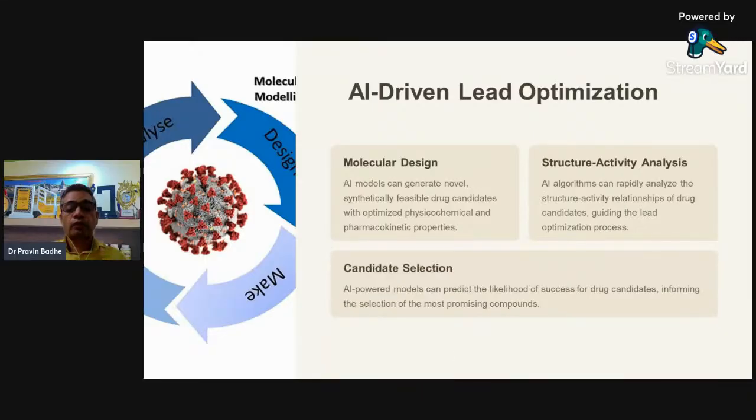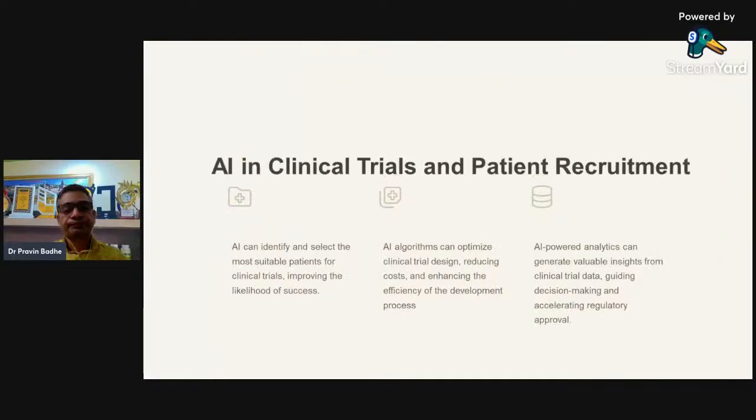And you can also do the selection of the leads using the AI powered model, which will be helpful for predicting the successful leads and also give you the information of the selection of the most promising compound. So this is going to help to identify and optimize the lead based on the AI.